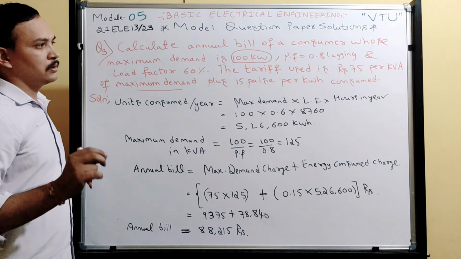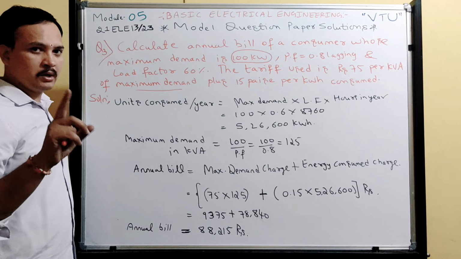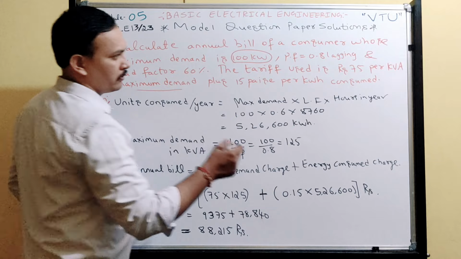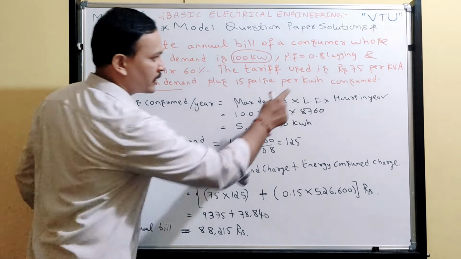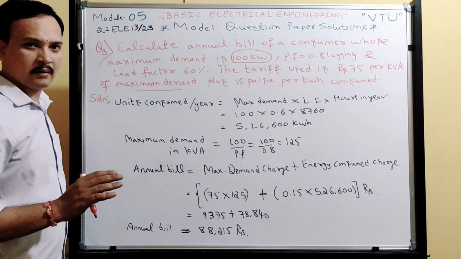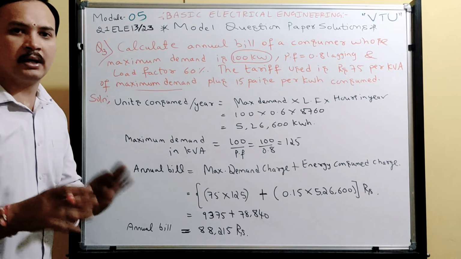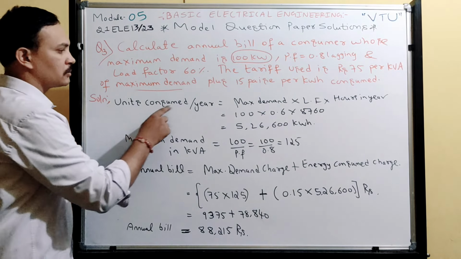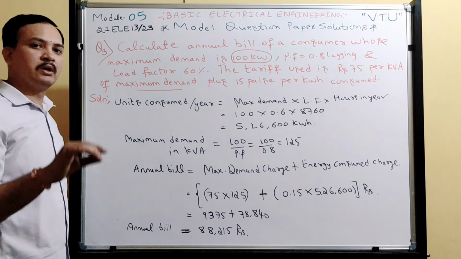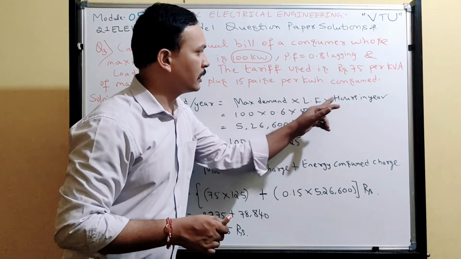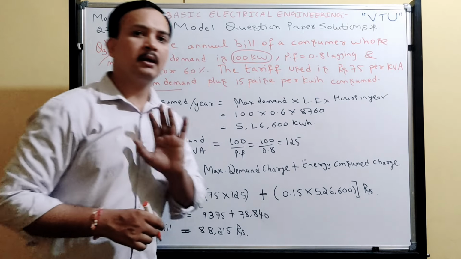Okay. So for one unit of energy consumption, the cost is 15 paise. Why did I say 1 unit? Because 1 unit is nothing but 1 kilowatt hour. They have given an annual bill, so we have to calculate per year only. Units consumed per year use the same formula we used in the first model: maximum demand into load factor into number of hours in a year.